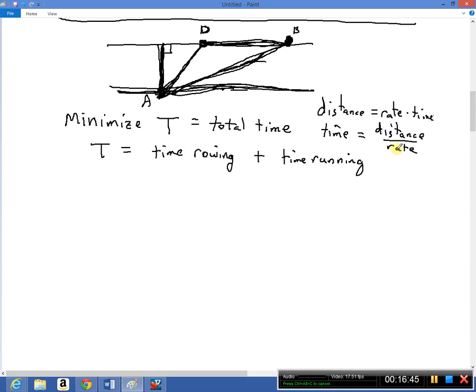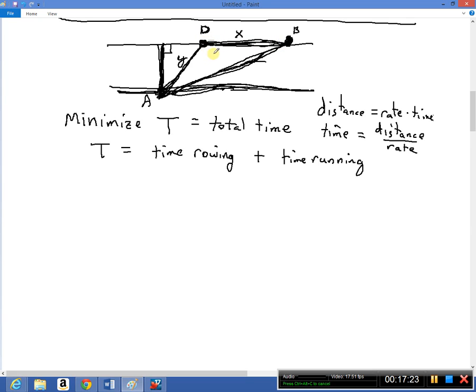Now, that's not the time. Those are the speeds. But we can get the time if we know the distances. So we need to know the distance that he's rowing, which would be this distance, and the distance that he's running, which would be this distance. So if we just call this distance x and this distance y. Now, I don't know that that's what they did, but that's what I'm going to do. I'm going to call this distance y because it makes sense to me. That's the distance that I'm going to be rowing, and that's the distance that I'm going to be running.